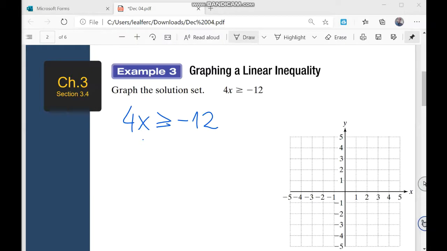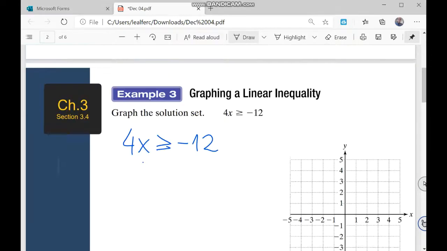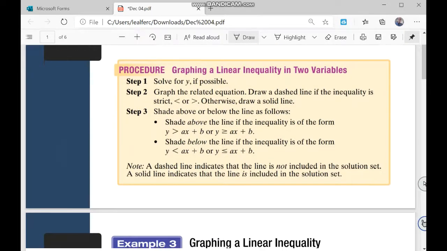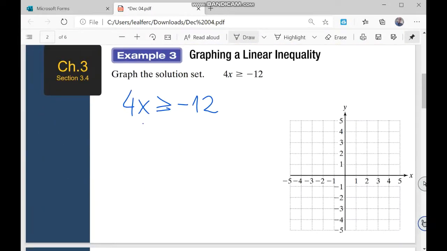Let's work on this inequality here. This is a special case, and check the procedure. Step number 1. Solve for y if possible. Let's solve for y. Oops! That's a problem. Look at that. We don't have y. I cannot see any y here. And what do we do if we don't have y? Well, this is a special situation. That's why I told you this is a special case. We cannot solve for y. Then we will solve for x.